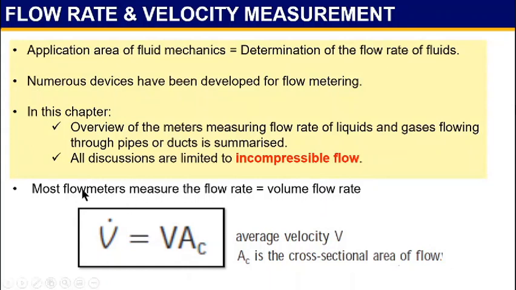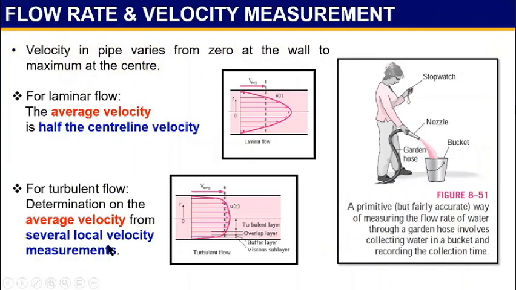Okay, so now most flow meters that we are going to learn in this chapter measure the flow rate. Okay, so flow rate means volume flow rate. We already learned just now the volume flow rate equation for steady incompressible flow equal to V dot equal to V times Ac. Please take note that V here is average velocity and Ac is the cross-sectional area of flow. Okay, so we have to determine these two parameters because only these two parameters will affect the value of the volume flow rate.